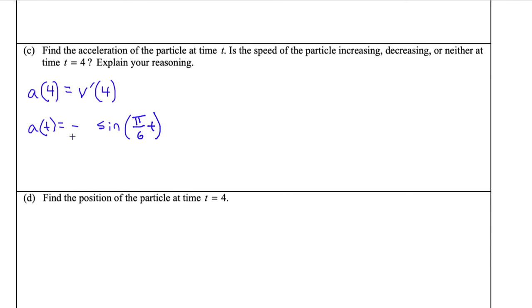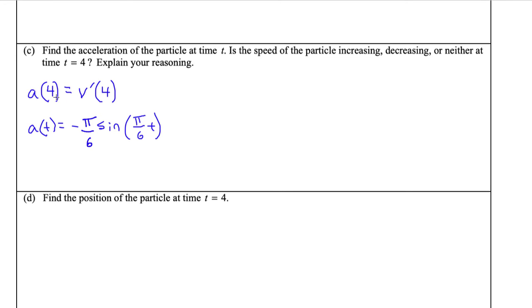And then that was the outer. I need to now multiply by the derivative of the inner. What is the derivative of the inner? Pi over 6. So I'm going to write this as negative pi over 6 times sine of pi over 6t. That is the derivative, so that's our acceleration.